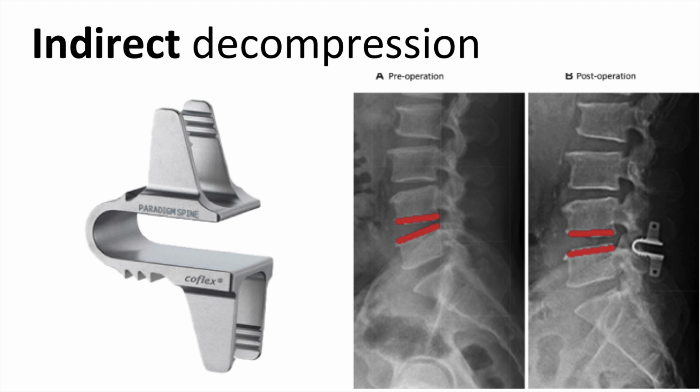Here we have a Coflex device on the left, and a picture of a spine that's pre-operative, which shows some real narrowing of the intervertebral disc space on the posterior side. On the right-hand side we can see a Coflex device, which is a spring-loaded device that's placed between the spinous processes and jacks the disc space open, creating some additional space inside the spinal canal. And you can see that the end plates of the vertebral bodies are now parallel and opened up a little bit more.